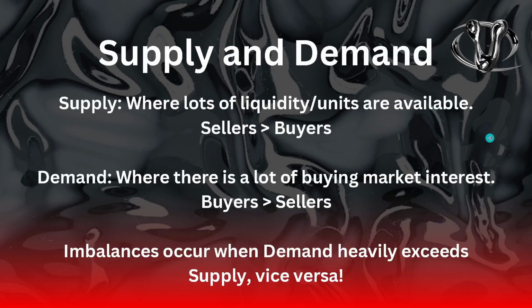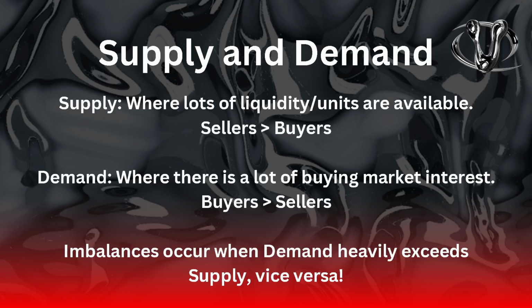So, to start, let's talk about what exactly supply and demand is. Supply is where a lot of liquidity or units are available. Think of this as when sellers heavily exceed buyers. Think of it from a real life perspective as well. Let's go back to the car dealer example from last episode, where a billionaire is trying to buy cars and needs lots of supply.